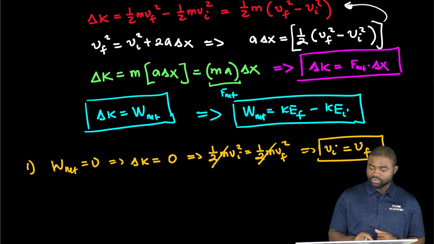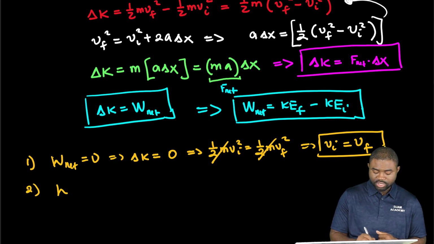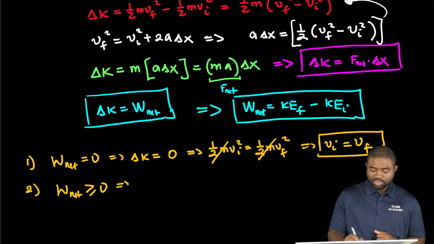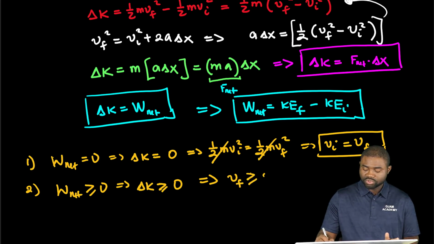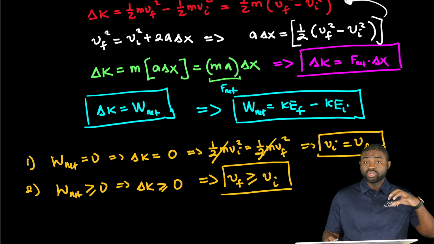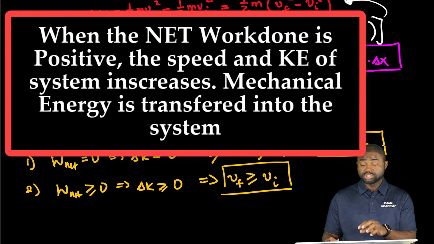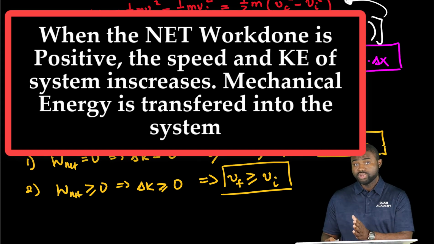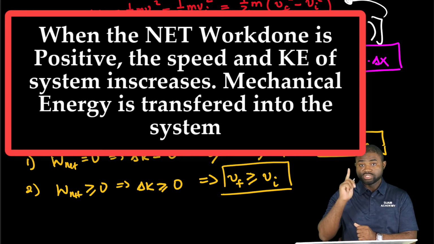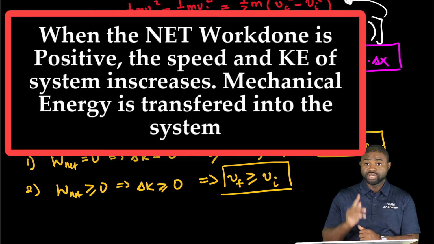Now the next thing that I would like for you to notice too: if the net work done on the object is greater than or equal to zero, this would mean that the change in the kinetic energy is greater than or equal to zero, and this would mean that v final is greater than or equal to v initial. What does this imply? It means that when the net work done on a system is positive, the speed of that system increases.